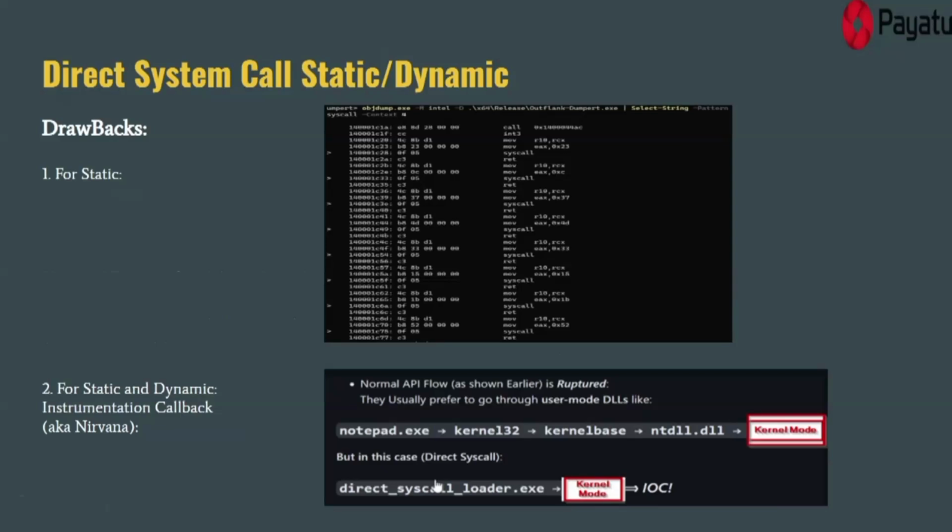There are some drawbacks of direct system calls. If we use objdump against a particular exe or binary which performs static direct system calls, it would be able to dump all the system call stubs present within the process, as I already mentioned before. This is kind of an IOC which we don't want. Another thing: if we perform dynamic direct system calls, there is a technique called instrumentation callback, aka Nirvana, which would be able to detect that. Normally the flow is that a notepad process is created, then it goes via kernel32, then kernelbase, then NTDLL, then the kernel. But in this case, for direct system calls, it is directly entering the kernel. So that is kind of an IOC.